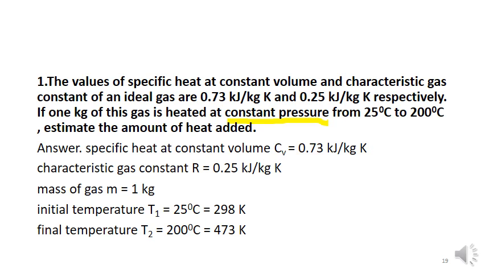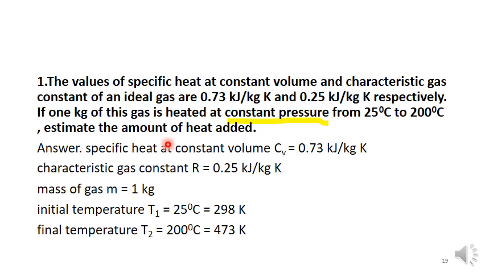So 25 degrees centigrade, I am converting into Kelvin. 25 plus 273 is 298 Kelvin, and the final temperature 200 degrees centigrade is 473 Kelvin. So first write the given data and write what they asked. Here they asked just the amount of heat added. So amount of heat added means Q. Q is equal to mCp(T2 minus T1).